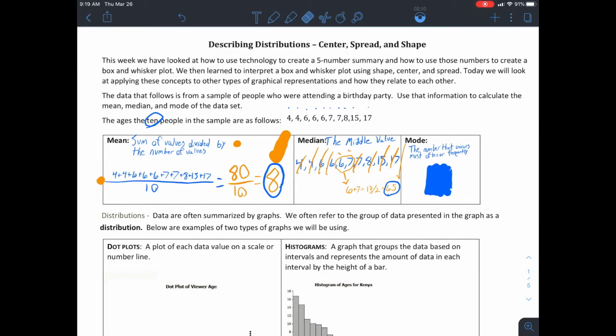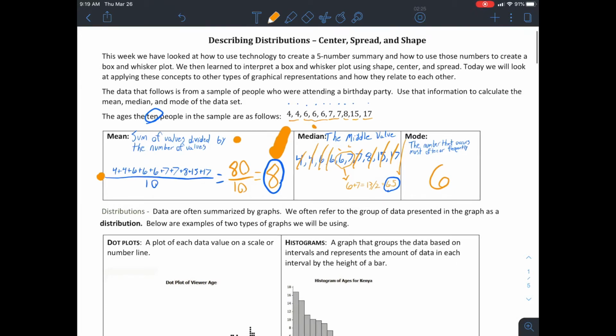Lastly, we have our mode. Remember, the mode is the number that occurs most frequently. So if we look at our data set, we have 2 4s, 3 6s, 2 7s, 1 8, 1 15, and 1 17. So we have the most 6s. So our mode would be 6.